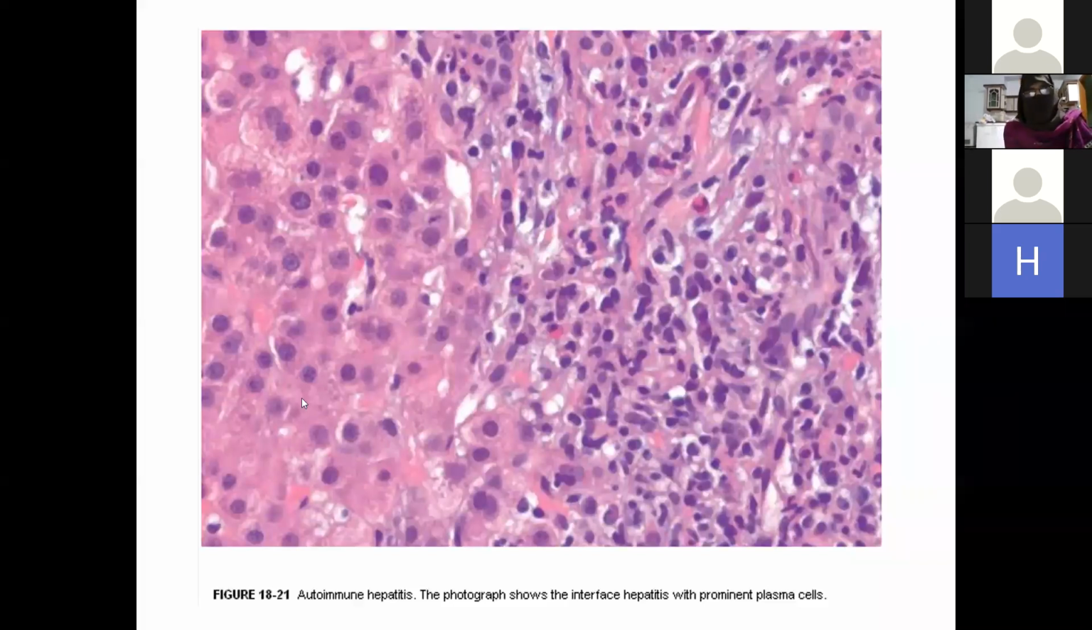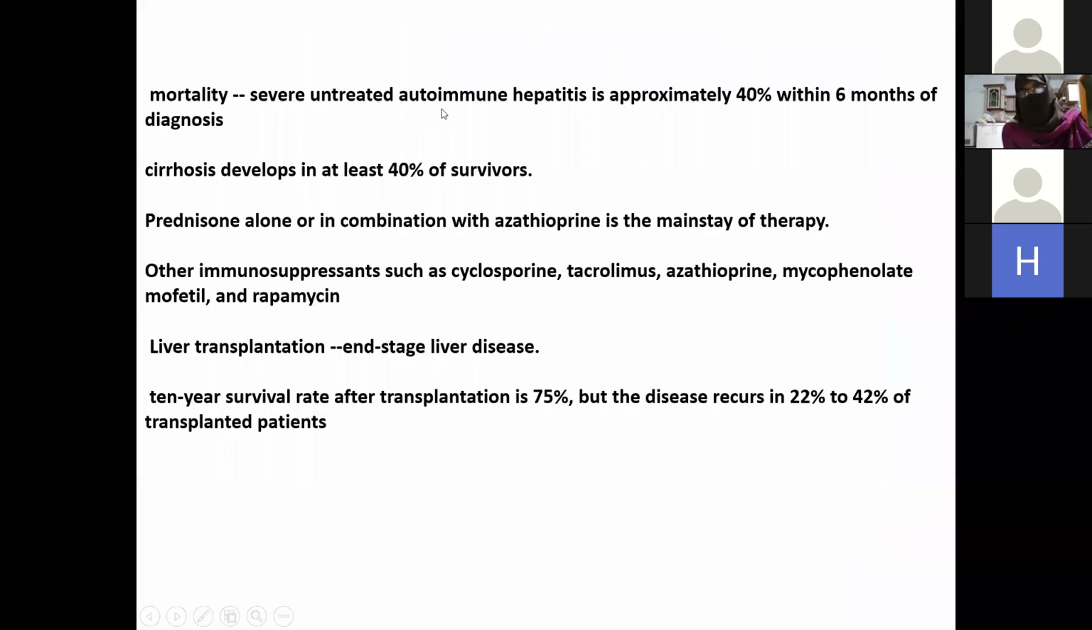Okay, so mortality of the severe untreated hepatitis is approximately 40% within 6 months. Cirrhosis develops in 40% of the survivors. Whenever there is an autoimmune disease, what is common about any autoimmune disease?